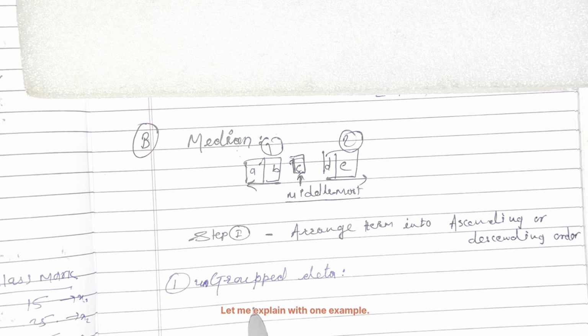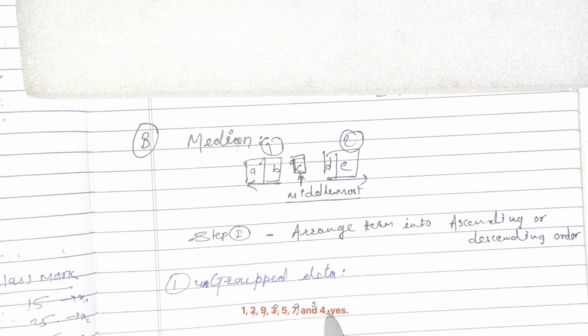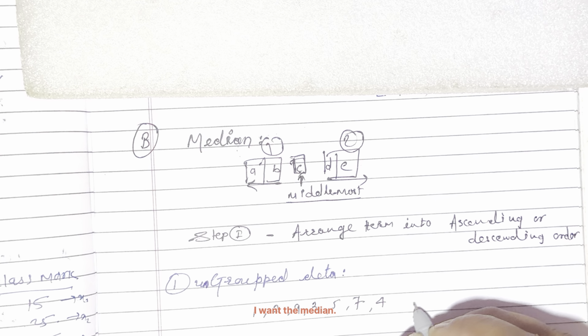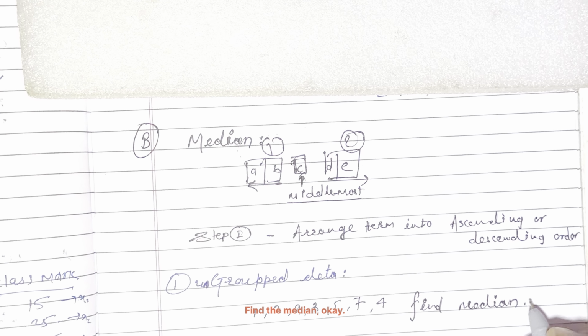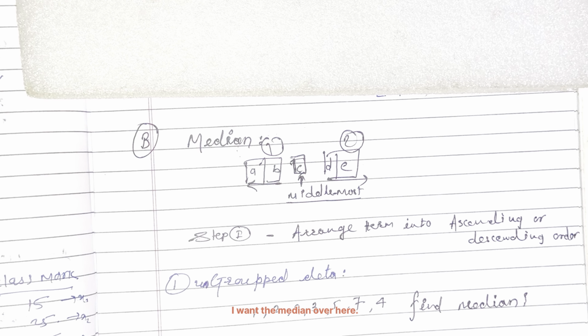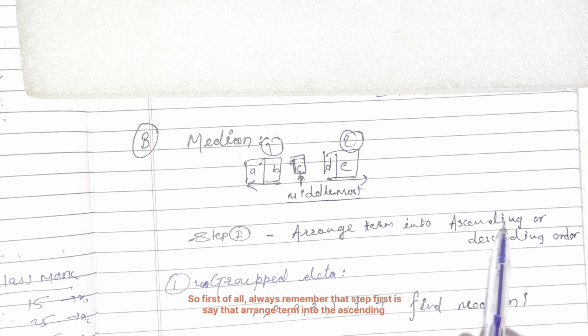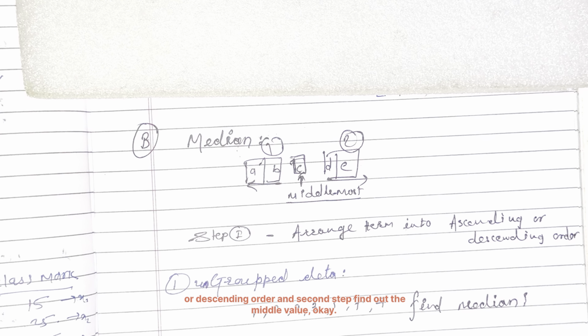Let me explain with one example: 1, 2, 9, 3, 5, 7 and 4. These are the n observations I have written here, and I want to find the median. Median means the middlemost value. For finding it, step one is to arrange the terms in ascending or descending order, and step two is to find the middle value.